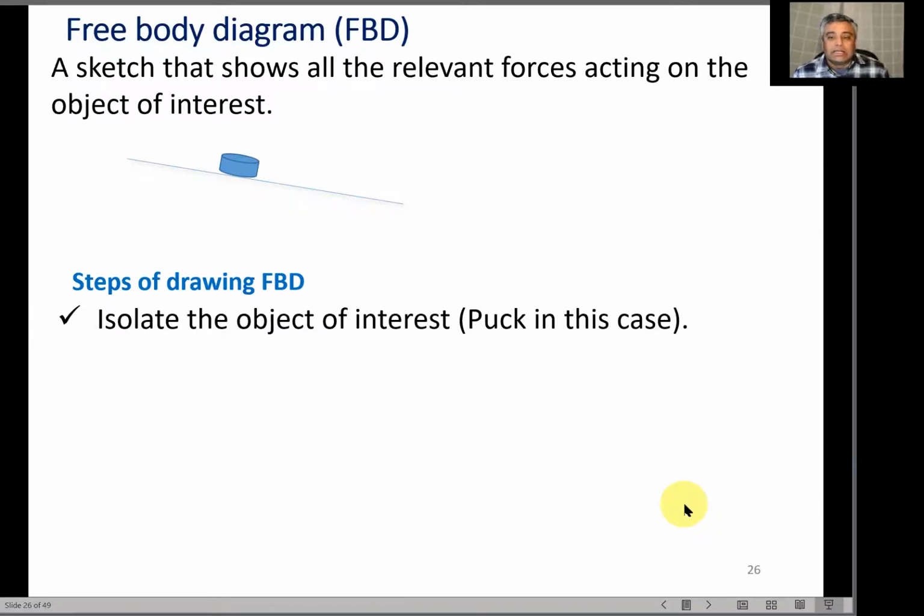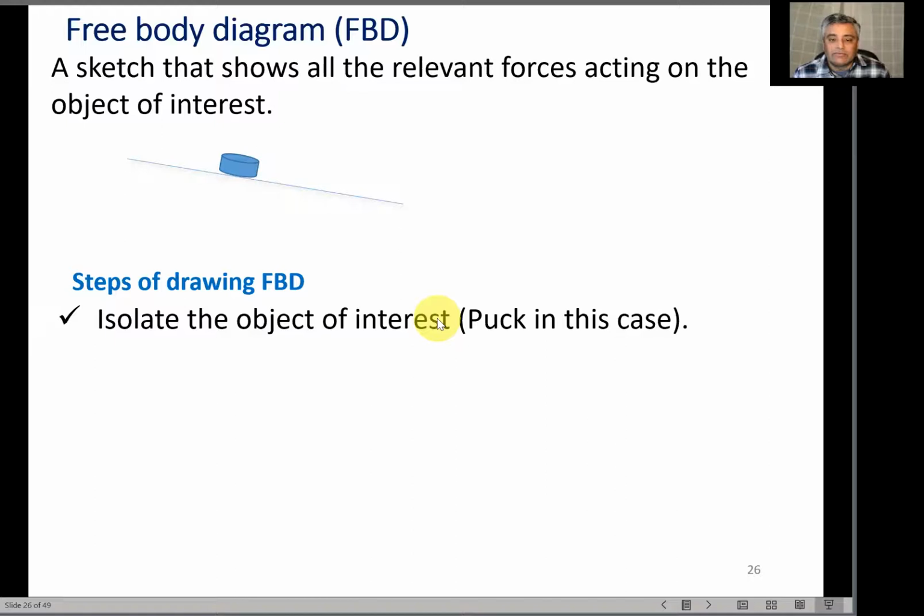So we notice that it's not a force or two forces that matters for the motion. It's the net force that matters for the motion. So we need to look in terms of net force, to find out what's happening to the motion.